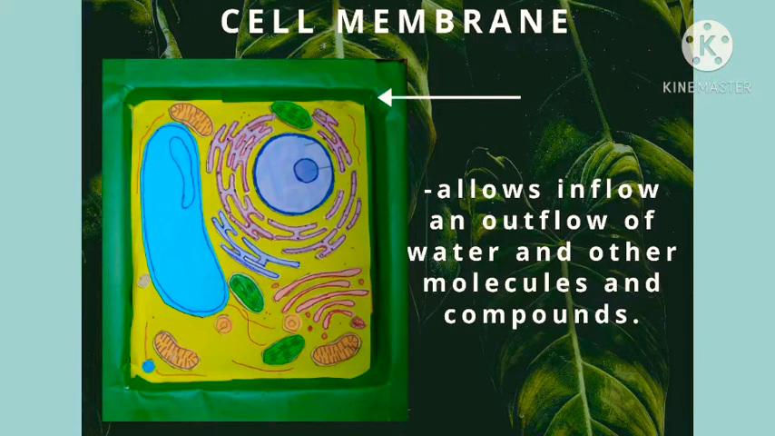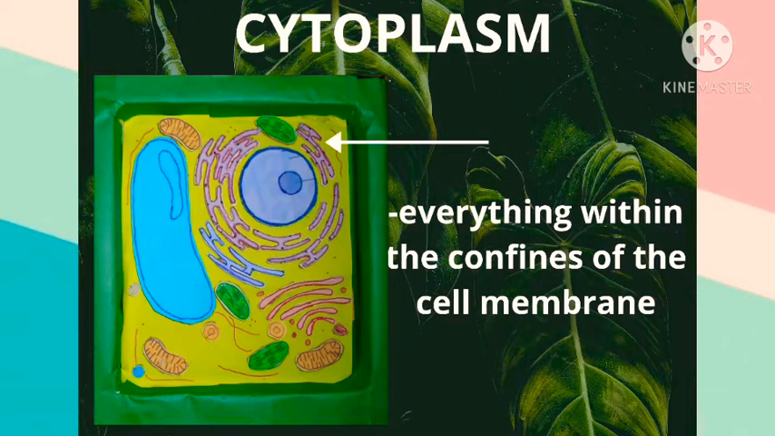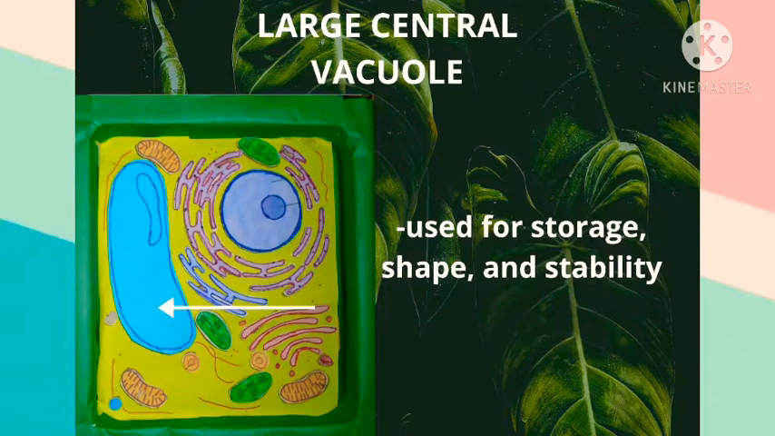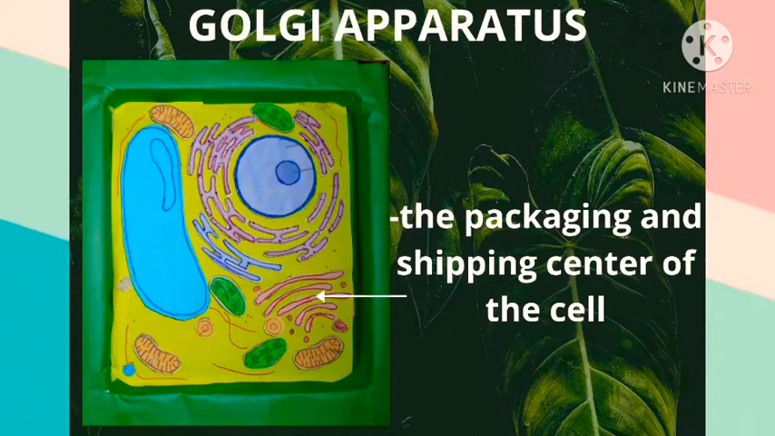The cell membrane is what separates the cell from the environment. It allows for selective inflow and outflow of water and other molecules and compounds. The cytoplasm is everything within the confines of the cell membrane, including all organelles, proteins, and other structures. The large central vacuole is used for storage, but it also plays a large role in plant shape and stability. It gives plants turgor pressure.